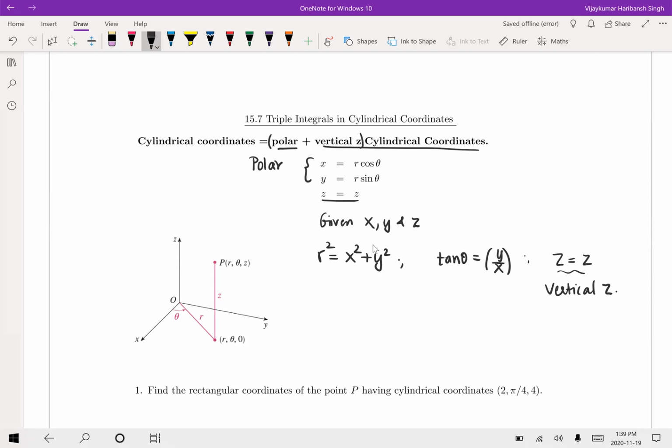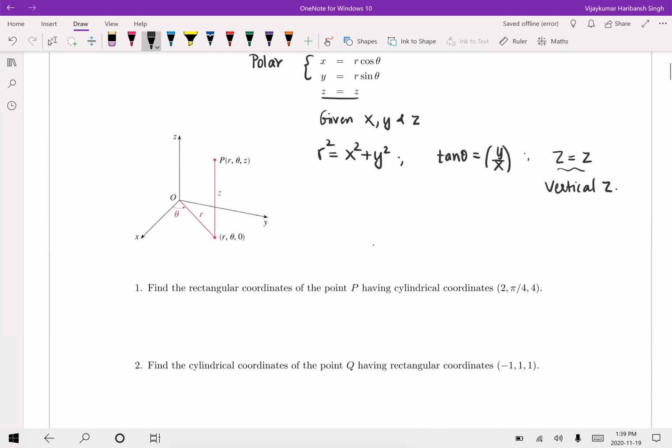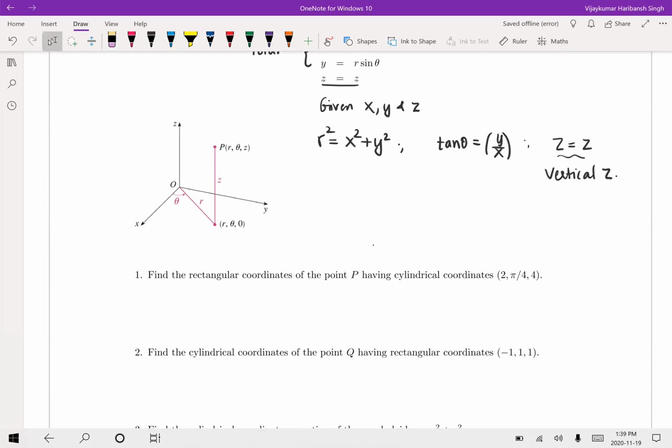Now again, what is the motivation for cylindrical coordinates? In triple integrals, sometimes the region is nice to integrate in terms of cylindrical coordinates. This is a similar situation to polar coordinates, where some circular regions were easier to integrate in polar coordinates than in Cartesian coordinates. We'll come to that in a minute. First of all, let's see some dictionary.